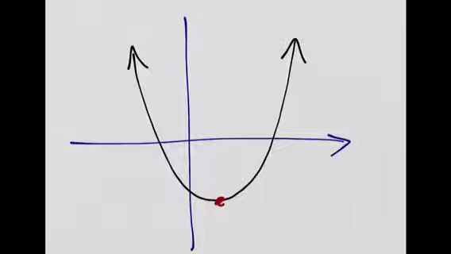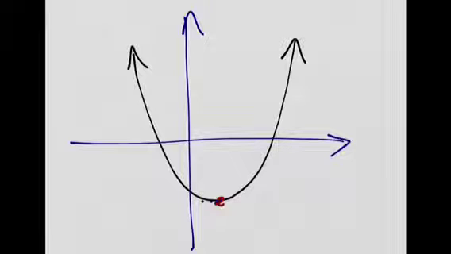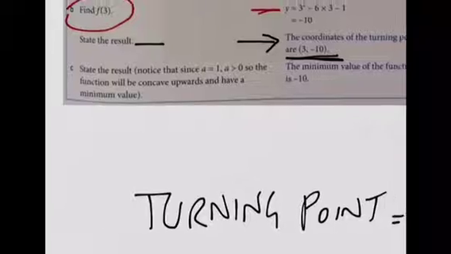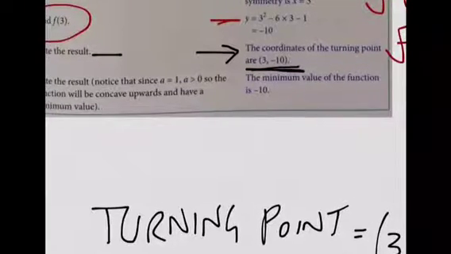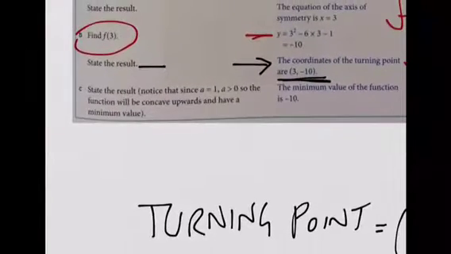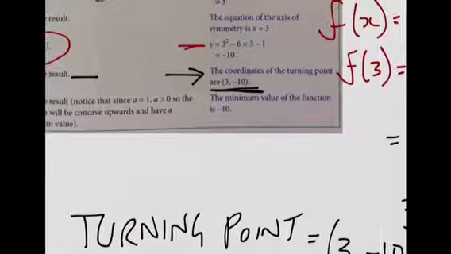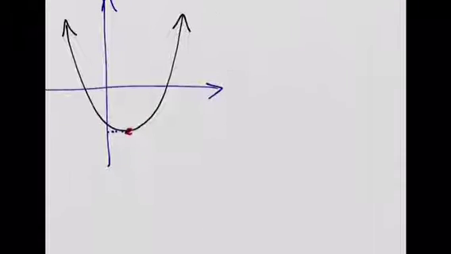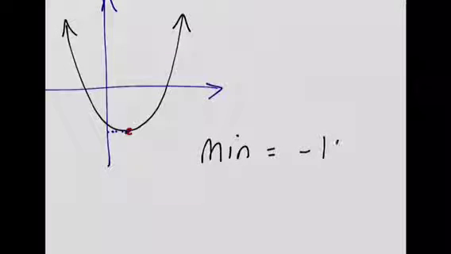It's the minimum y. How far down the y-axis it goes. So there's our x and y-axes. How far down the y-axis does that value go? Well, you can probably guess the minimum value is the y-coordinate of the turning point. And that's what they say here. State the result. Notice that since a equals 1, a is greater than 0, so the function will be concave upwards and have a minimum value. The minimum value of the function is negative 10. Cool. In that case, shorthand answer would be min equals negative 10. And that'll do.